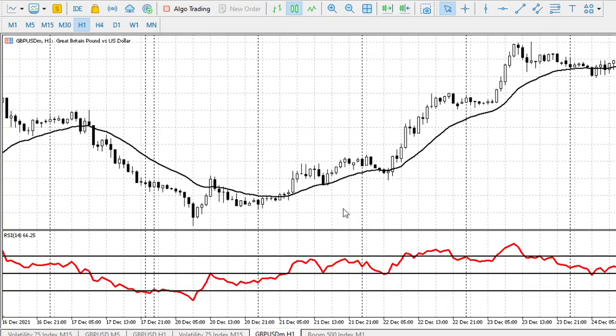Please guys, in my next video I'll be sharing with you how to use the divergence trading strategy, which is a more advanced way of using the RSI when price will be conflicting with the RSI. That is another method of using the RSI, but I will do it in my next video.